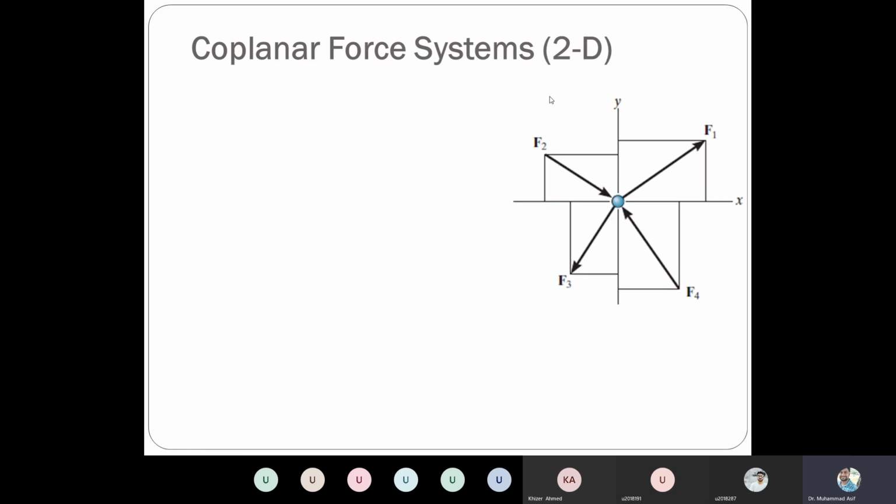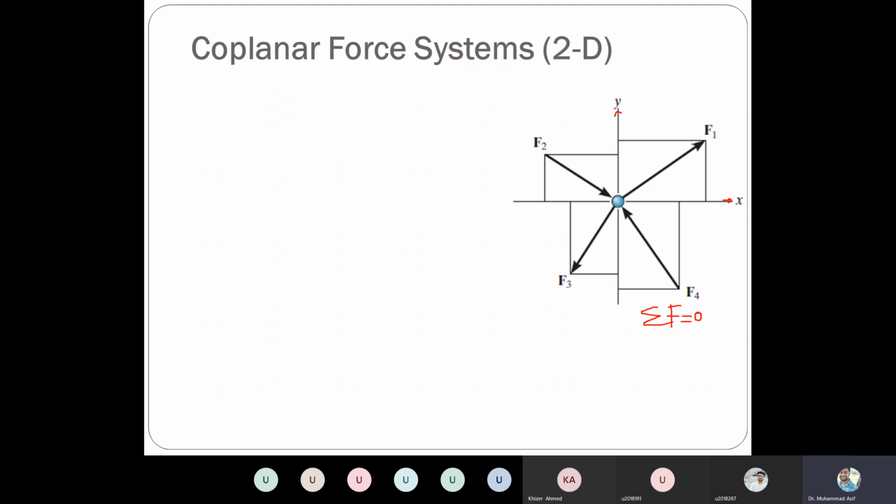In a two-dimensional system, two dimensions means just the x-axis and y-axis. So if we have, let's say, a particle, and on that particle four forces are acting, let's say F1, F2, F3 and F4, right? And this body is in equilibrium. Equilibrium means that this body is in static condition, it is not moving. So we can say that the sum of all the forces, sum of F, should be equal to zero. That's the fundamental condition of the equilibrium.